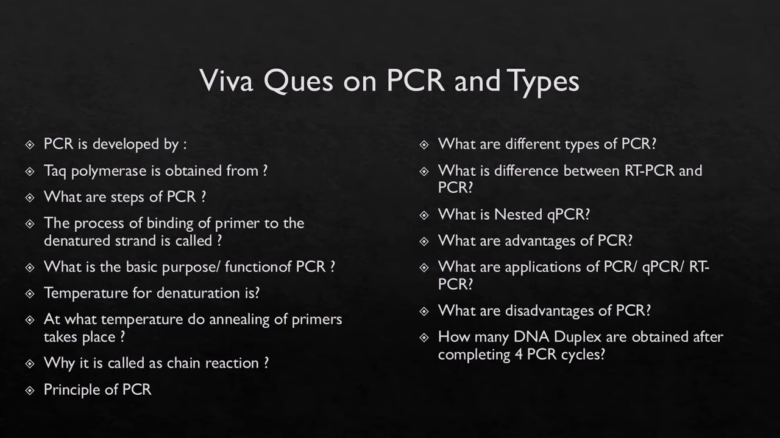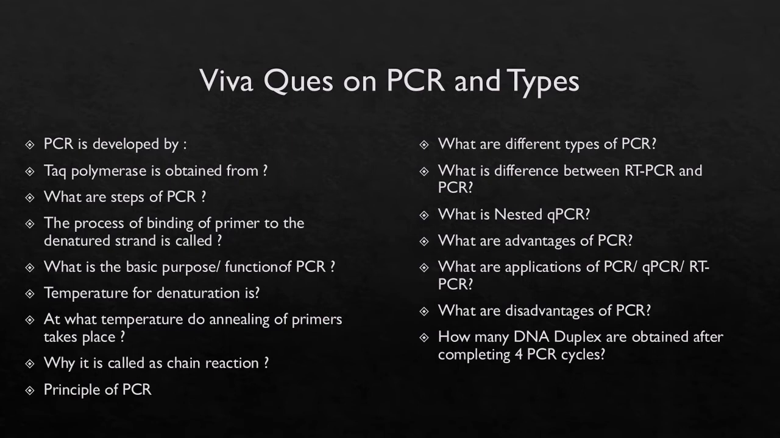So here you need to know what each and every process in the PCR is, what happens actually in the cycle. Depending on that knowledge, these are some questions which I had listed out. So the process of binding of primer to the denatured strand is called, so the step is annealing. Okay, so what is the basic purpose or function of PCR? This is also a very common question, and common for types of PCR as well.